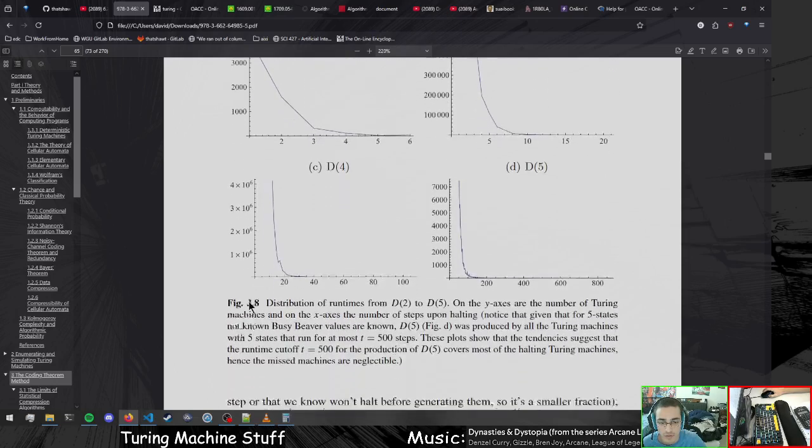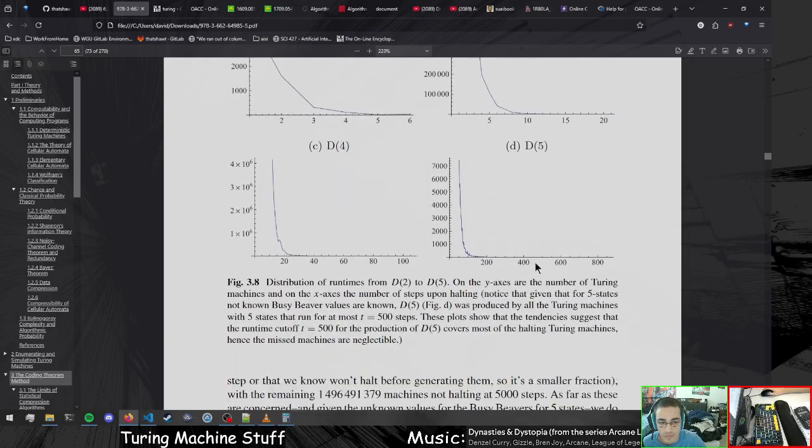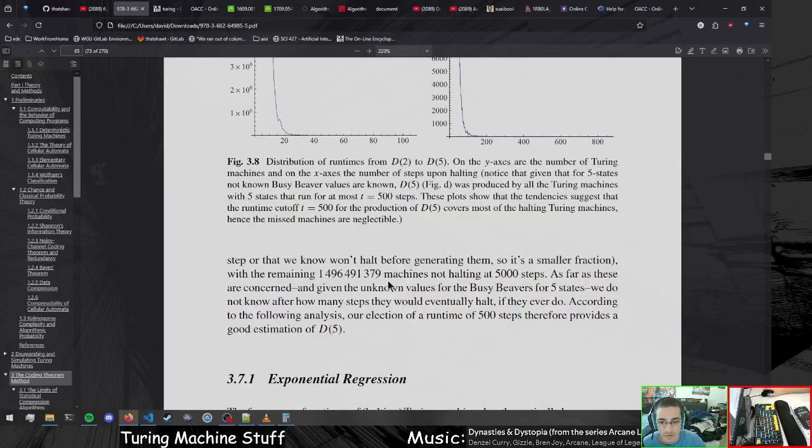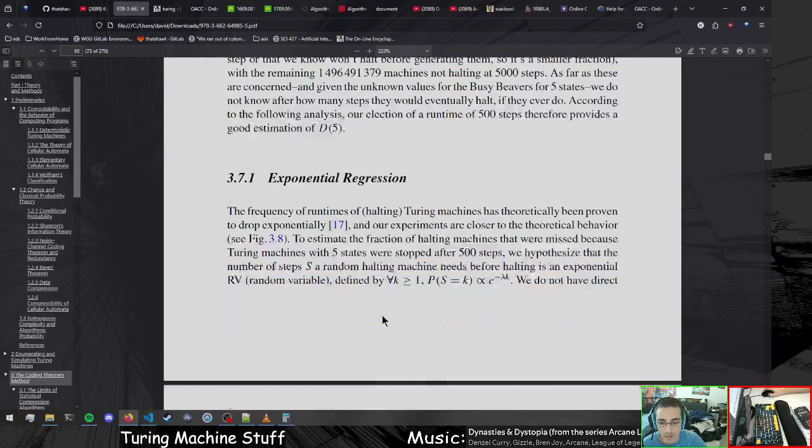Okay, that's cool. So, yeah, that's pretty cool. So, given the unknown values for the busy beaver, we do not know after how many steps they would eventually halt, if they ever do, according to the following analysis. Our election of a runtime of 500 steps provides a good estimation. Okay, that's cool. So it drops exponentially. And our experiments are closer to the theoretical behavior.